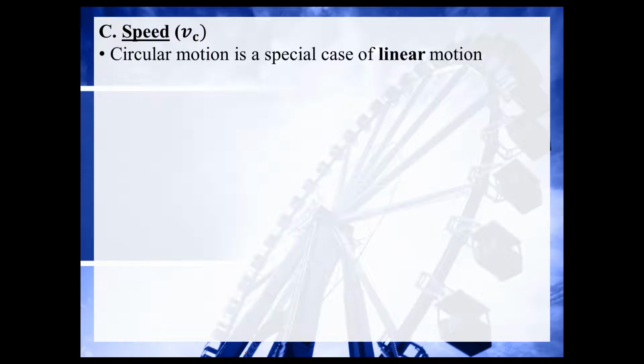Speed, which we will use the variable VC to represent. For the time being, the subscript attached to the V, we're just going to say it has something to do with circular motion. Circular motion is actually just a special case of linear motion. And again, we dealt exclusively with linear motion in the one-dimensional kinematics unit of study, and also the 2D kinematics unit of study when we broke things into an X and Y direction. Here's why it's a special case of linear motion.